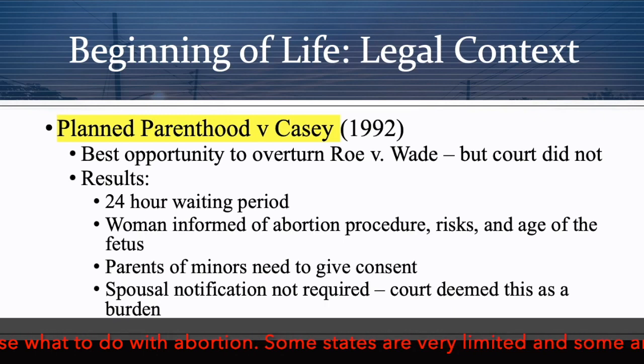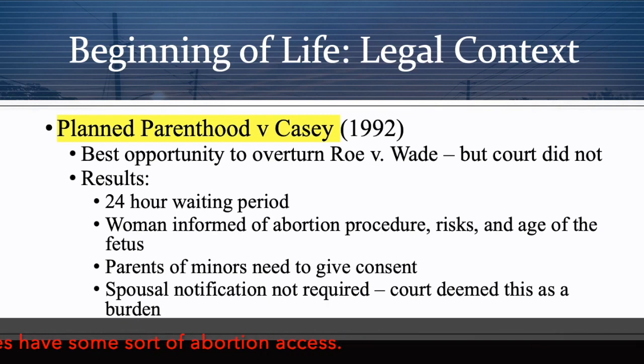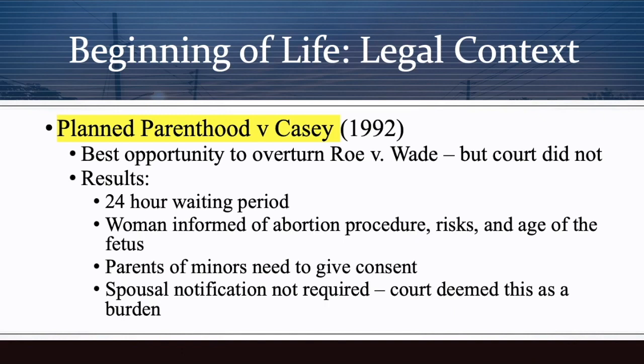And for that 24 hours, the woman would have been informed of the abortion procedure, the risks of the abortion procedure, and the age of the fetus. So she would have 24 hours to think on these things. The parents of minors would need to give consent. So you can see things are kind of being restricted rather than just abortion on demand. And also, a point that is part of this case, the very last bullet point on the screen, spousal notification was not required. The court did deem that if the spouse had to be notified, then that would put a burden on the woman wanting the abortion. And so the spouse did not need to be notified before the abortion took place.